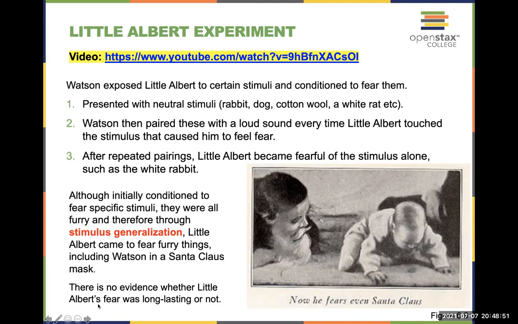So after those repeated pairings, he became fearful of that. And this is where stimulus generalization that we just talked about comes into play, is that once he was afraid of little white furry things, anything that was white and furry, he was afraid of. So that demonstrated stimulus generalization. So anything similar, he became afraid of. So anyone know why it might not be ethical to do that today? Might be pretty obvious, but thought I'd throw that question out.